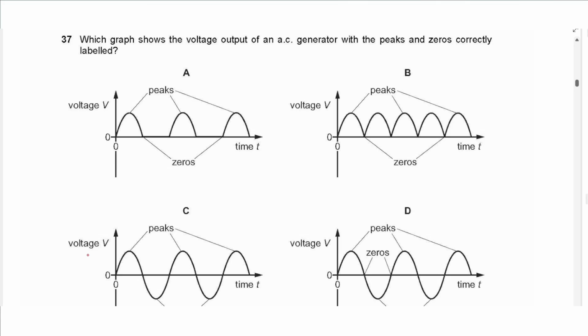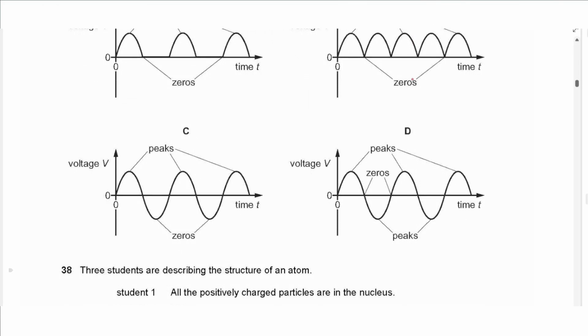Question 37 says which graph shows the voltage output of an AC generator with the peaks and zeros correctly labeled? So an AC generator would not produce A and B. It would produce a sine wave or a wave-like graph. But the peaks are correctly labeled in both. Zeros are not at the bottom, zeros are at the x-axis. So the answer is D.